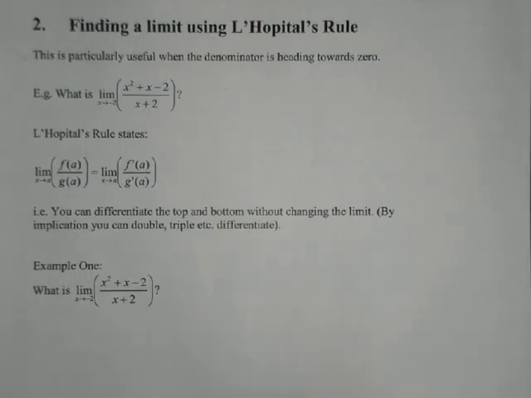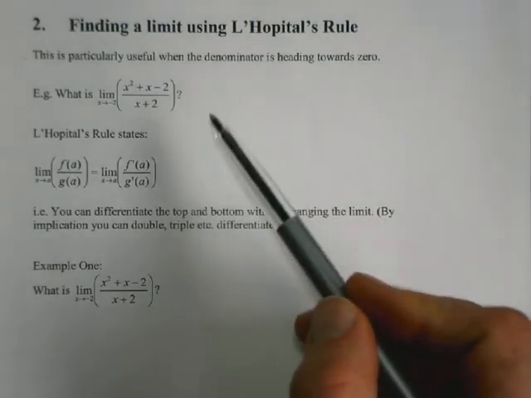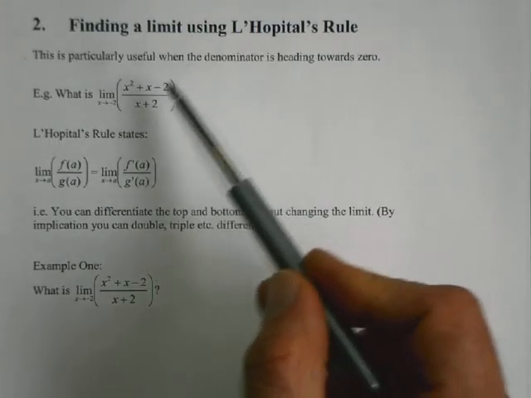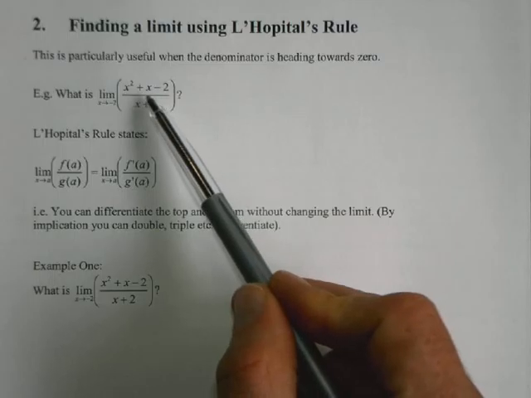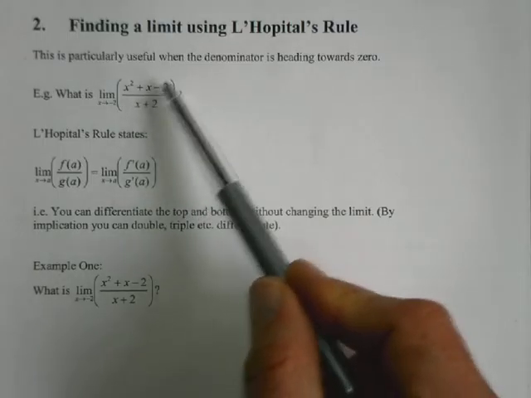Okay, we're now going to use what's called L'Hopital's rule, named after some Frenchman called Monsieur L'Hopital. Basically, this is a way to work out what's happening when limits are going to inconvenient places. If we have a look at this expression here, x squared plus x minus 2 over x plus 2, we can evaluate that at particular values.